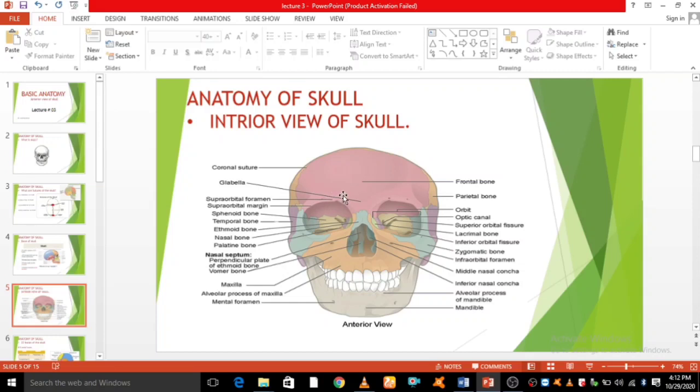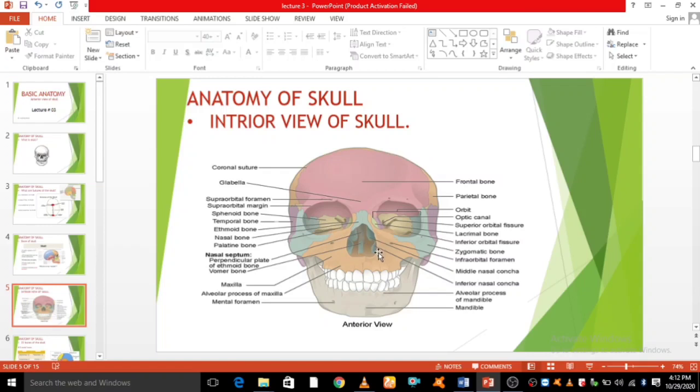Below the orbit is the infraorbital foramen. Here is the infraorbital foramen, which is the point of emergence of the sensory nerves that supply the anterior face below the orbit. Now look at the nasal cavity.